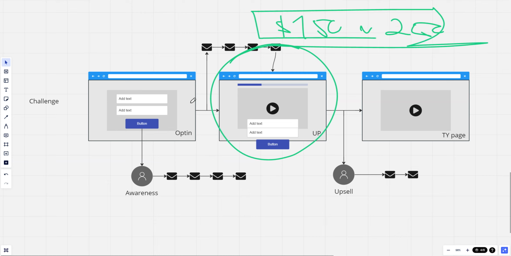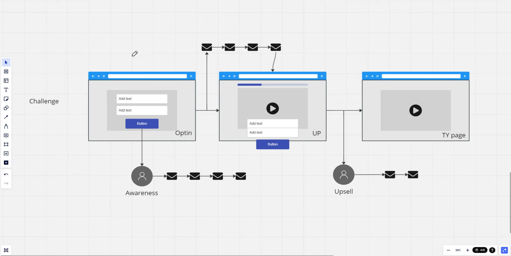Okay, so that's pretty much the first line of thought. Now, afterwards, let's say it's free, right? The upsell, how do you set it up?